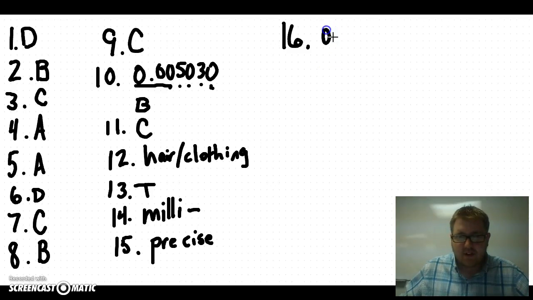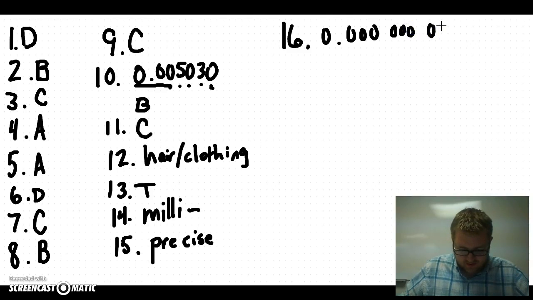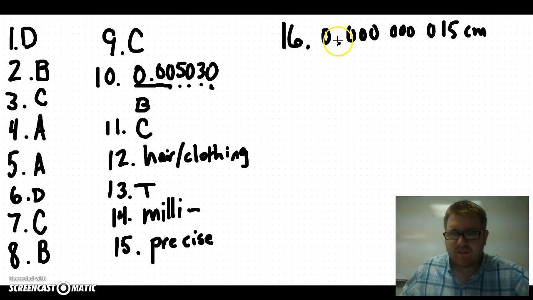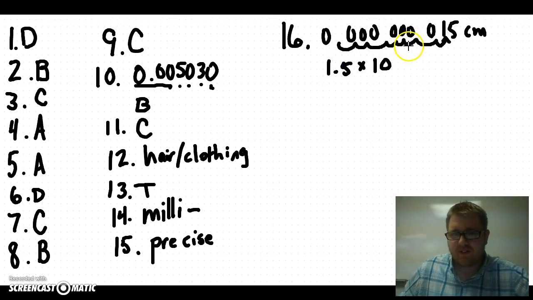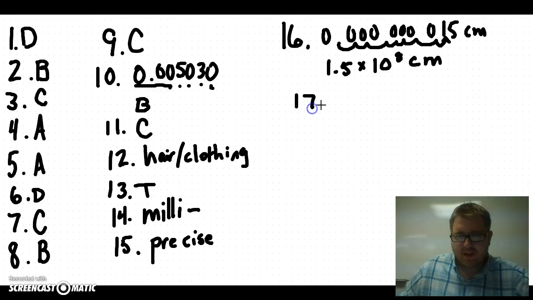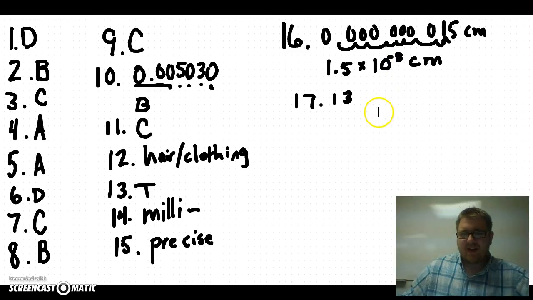We've got 0.000000015 centimeters. We want to put that in scientific notation. We want to find where moving the decimal will give me a number between 1 and 10, all the way over to here, because if I go over 1 more I get 15. So we're going to have 1.5 times 10 to the how many I moved over. So 1, 2, 3, 4, 5, 6, 7, 10 to the 8th power centimeters. Same idea for number 17, only we're going the other way. And by the way, that should be negative 8.